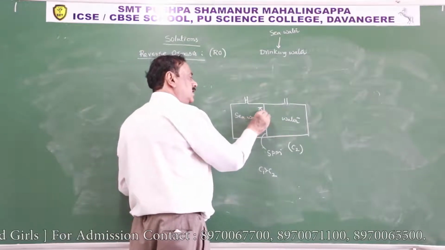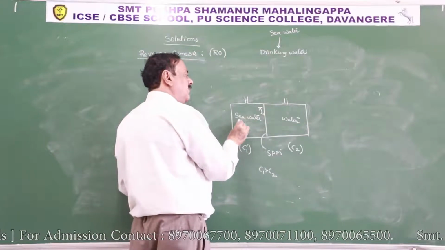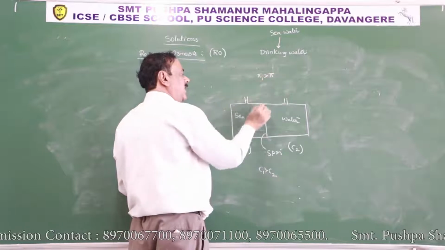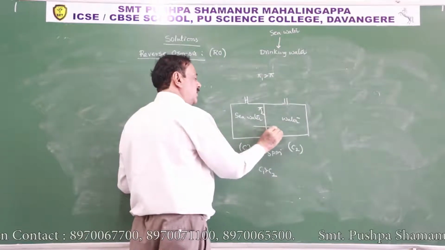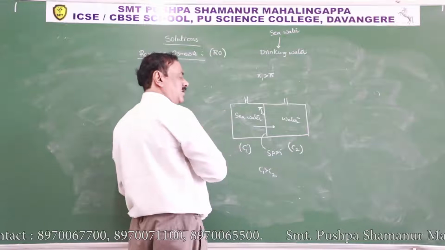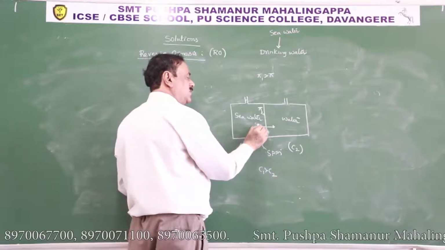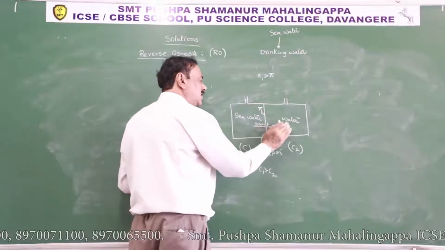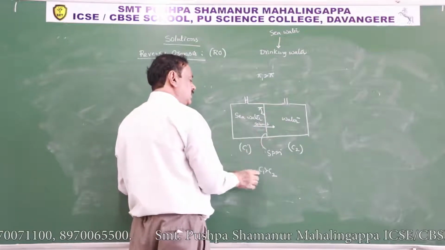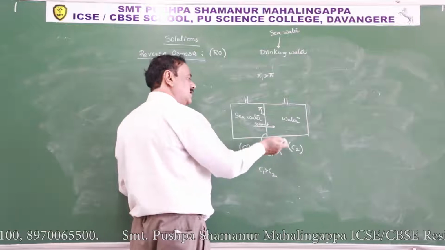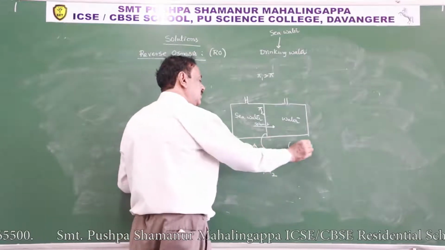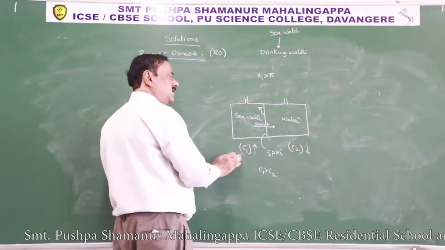Now we call this pi1. When the applied pressure is higher than the osmotic pressure pi, then the solvent molecules move in a reverse direction. The solvent molecules that move in a reverse direction means water molecules move in the reverse direction. Here the C1 concentration gradually increases, and the C2 concentration gradually decreases.